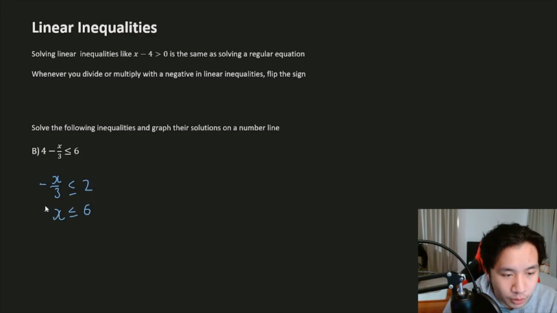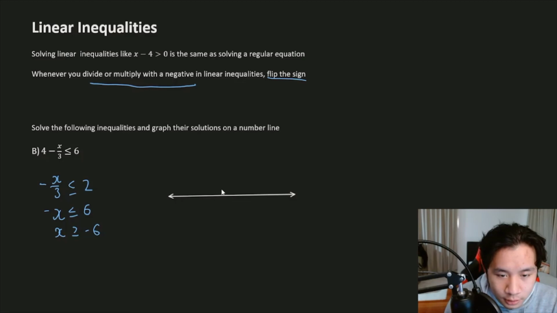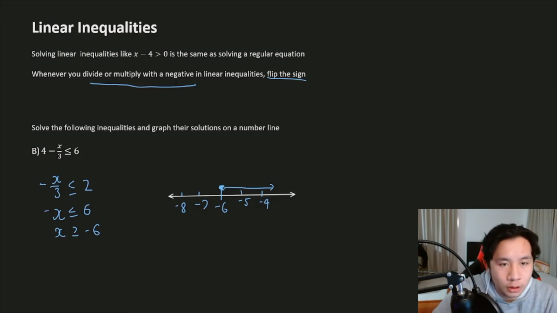And so finally, we want to divide by -1 to this side. And remember, when you divide or multiply with a negative, you have to flip the sign. So here, this is going to be x greater than or equal to -6. All right, so we know that the circle is going to be at -6, okay? And it's going to be a closed circle, because there's an equal sign here. And then label the numbers around it. And since this is greater than as well, it's going to go to the right. All right, that's it for linear inequalities.